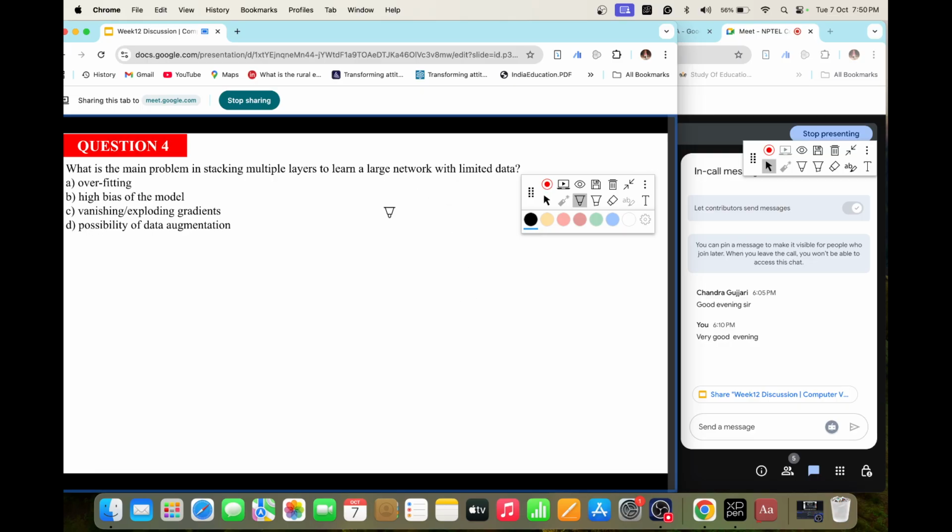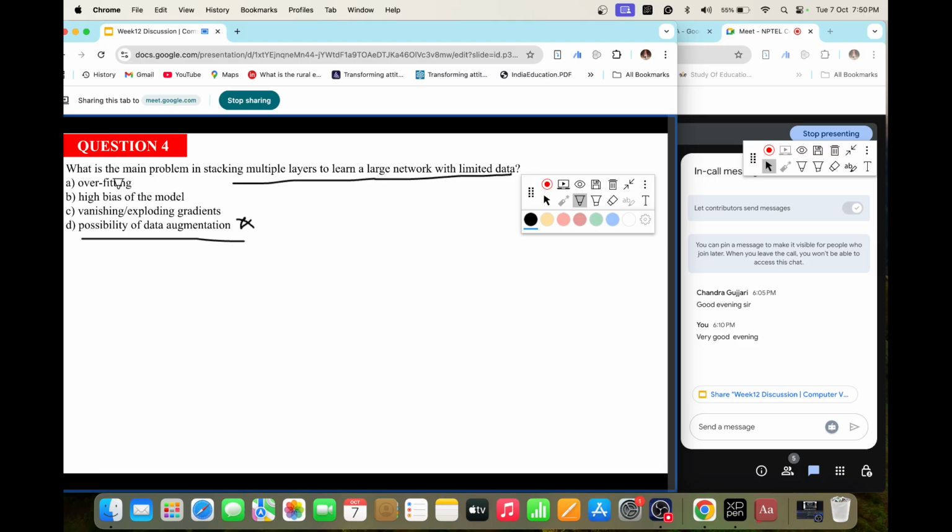Question number 4. What is the main problem in stacking multiple layers to learn a large network with limited data? Overfitting, high bias of the model, vanishing or exploding gradient, possibility of data augmentation. Data augmentation is not a problem in the training process; we use data augmentation to increase the data set. So option D should definitely not be the answer.